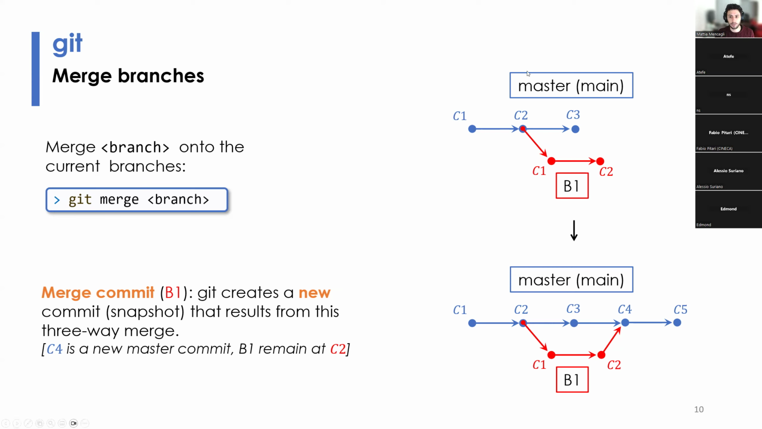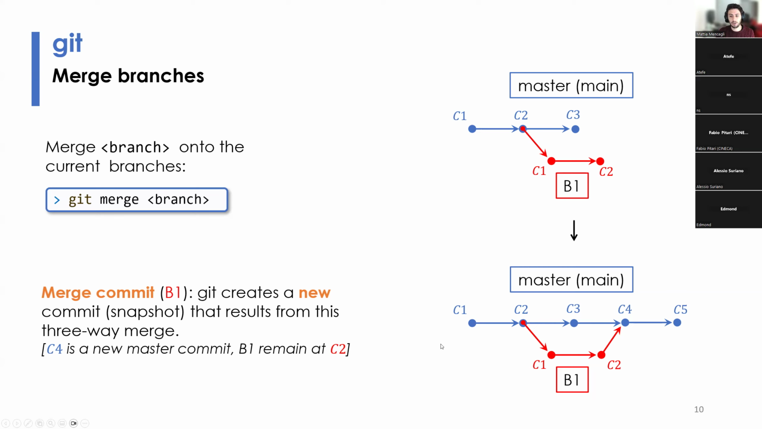Let's start from this cartoon. You have your master and a red branch, the B1 branch. Their history is diverging. This means that the master is growing up with respect to the commit from where the red branch started. If you merge at this moment, a new commit will be created, a new snapshot, C4 for the master, since you are merging B1 onto the master. B1 will remain at the C2 commit, while the master will keep going with these new commits. C4 is just a merge commit.